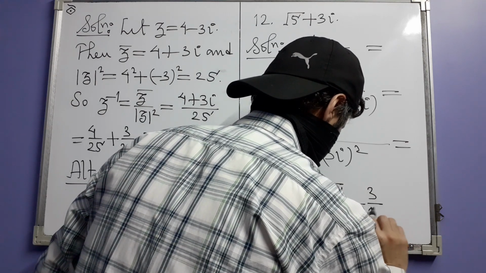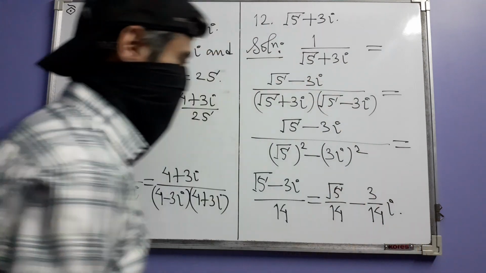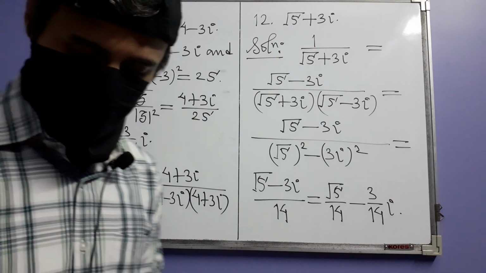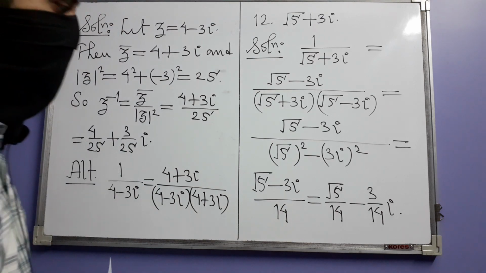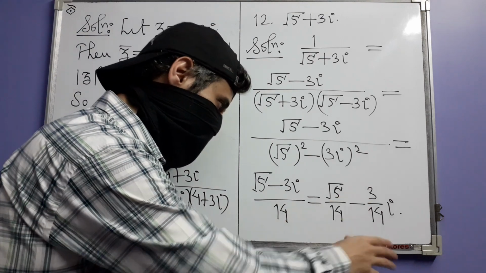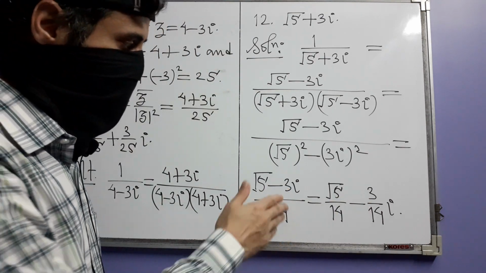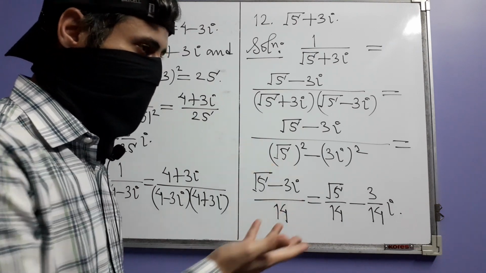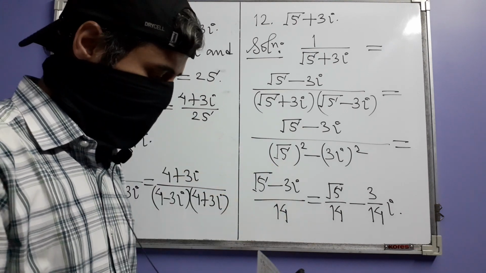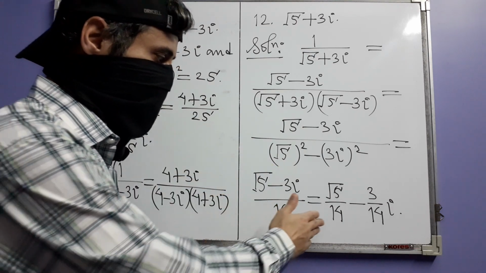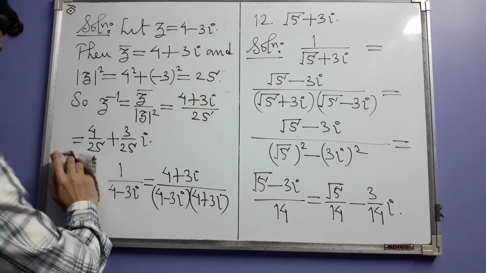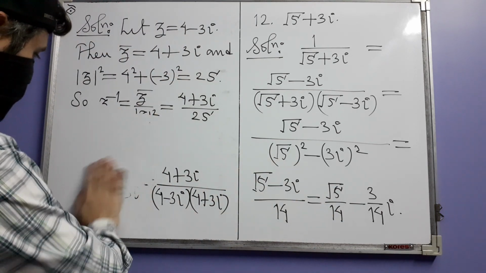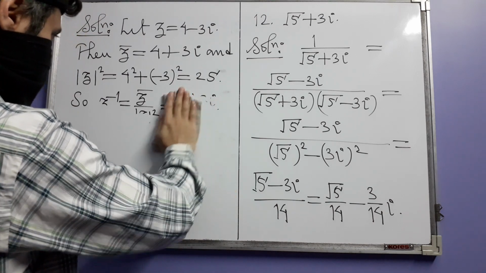Minus 3 divided by 14 times i. It's a good habit to write the final answer in this form. Even if it is not explicitly said that you have to write a complex number like this, it's a good habit to write it like this. It clearly shows what the real part and imaginary part are.